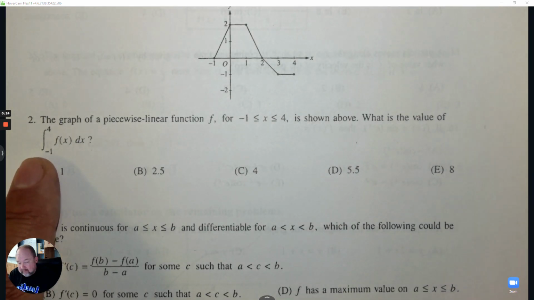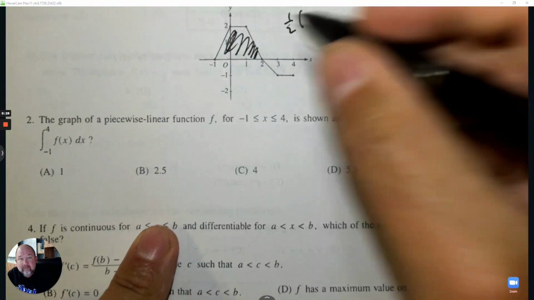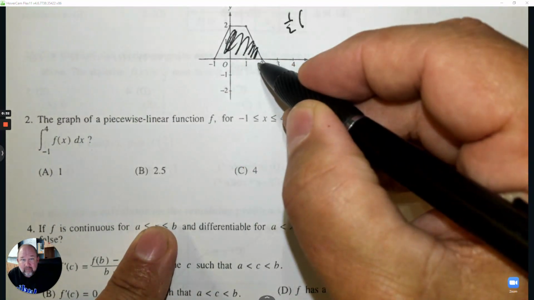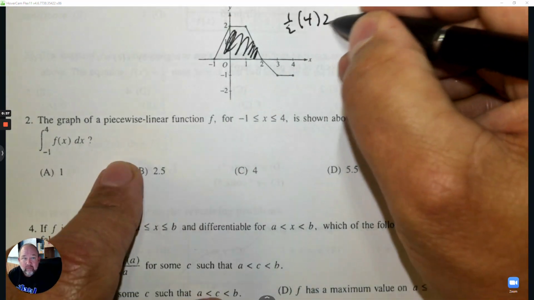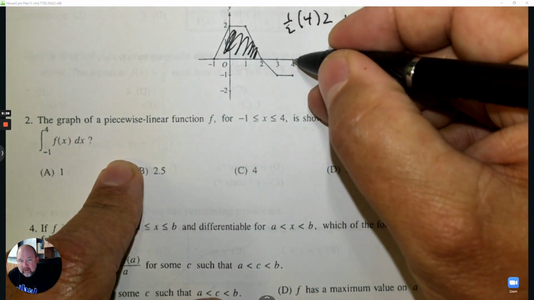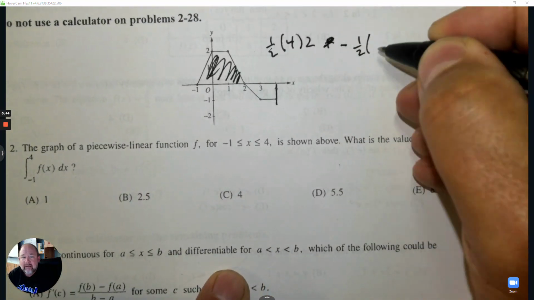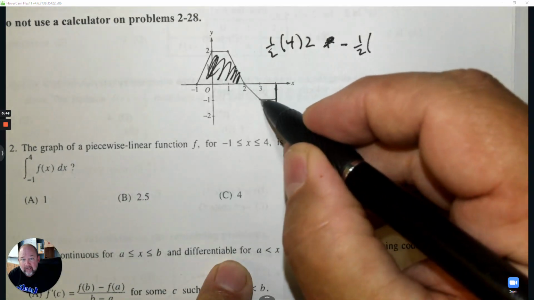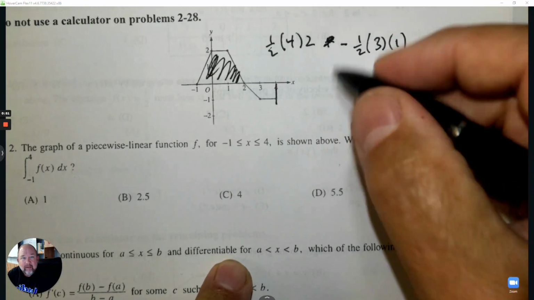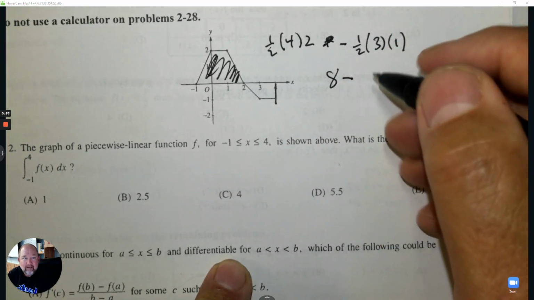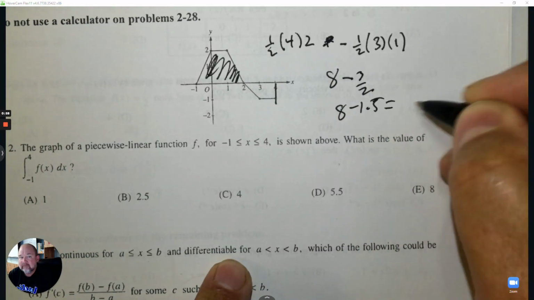That means area, right? So this area is a trapezoid. That's 1/2. You add the bases, so 3 plus 1, and then the height of the trapezoid is 2. And then we have another trapezoid that's negative. That's down there, so really I should go negative. And it's 1/2. The bases are 2 and 1, so that adds up, and the height of it is 1. And then if I put it together, I got 8 minus 3 over 2, or 8 minus 1.5.